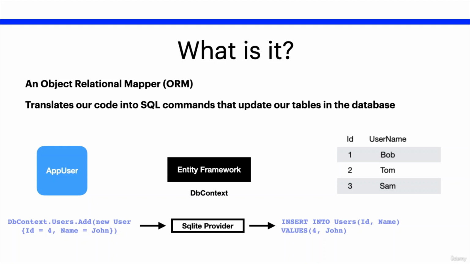So our SQLite provider, or our database provider, is responsible for translating our LINQ query on the left into a SQL command on the right. And it will translate our code on the left into an insert into users with the ID and name, and then it will insert the values inside there, and we'll add that particular user to our database. So just a couple of features to go through.